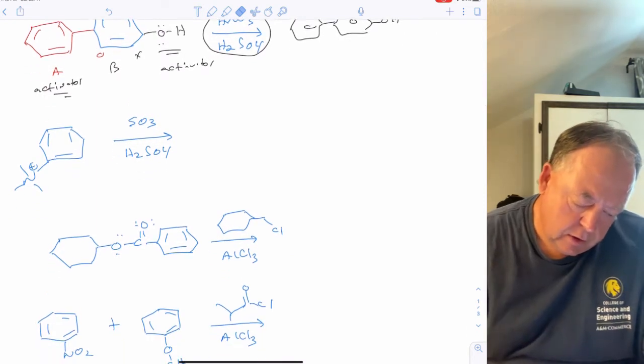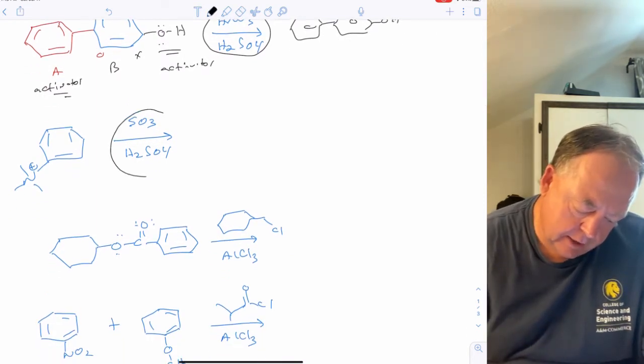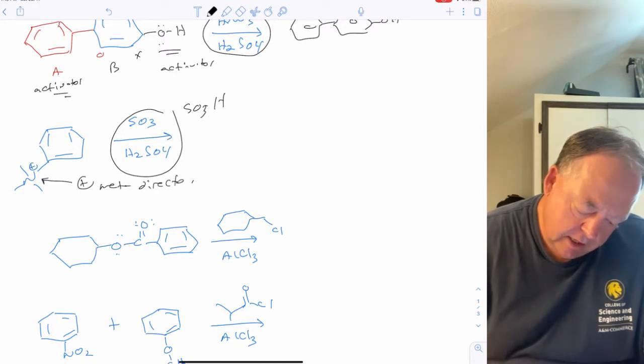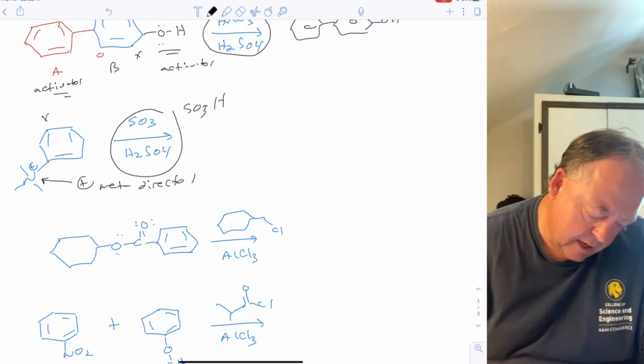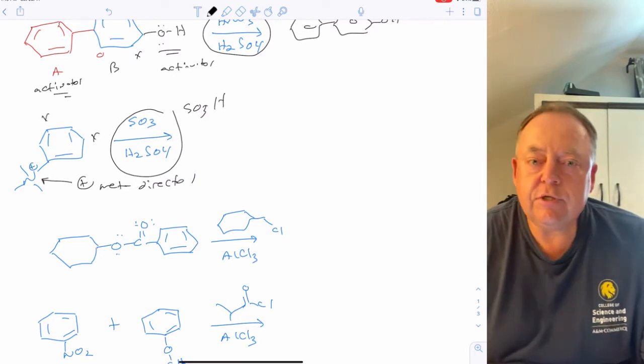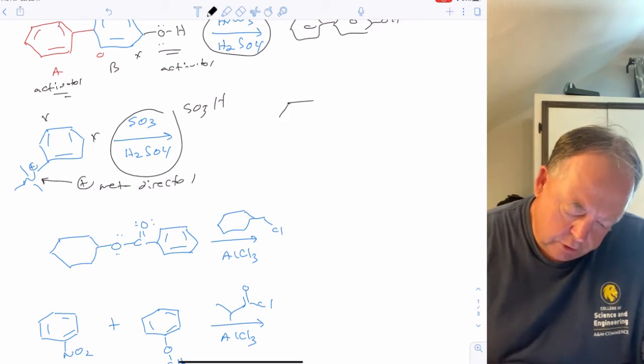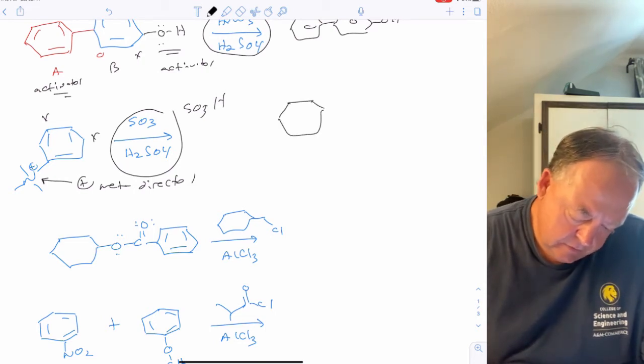Okay, so in this problem, this is going to put an SO3H on the ring. You just got to know where it goes. That has a positive charge on it, so that's a metadirector. So it wants to put the SO3H there or there. Those positions are meta to it and they're equivalent to each other, so it doesn't matter which one you put it at, it's the same.